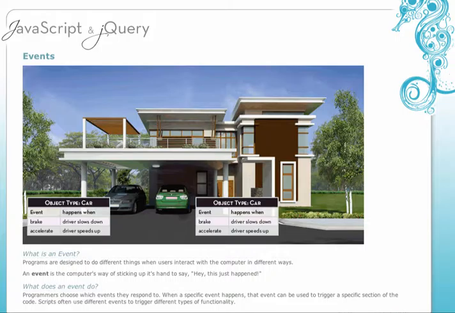The car has been designed to respond differently when the driver interacts with each of the different pedals. The accelerator makes the car go faster, and the brake slows the car down. Similarly, programs are designed to do different things when users interact with the computer in different ways. For example, you could click on a contact link on a web page and that could bring up a contact form, and entering text in a search box may automatically trigger the search's functionality.